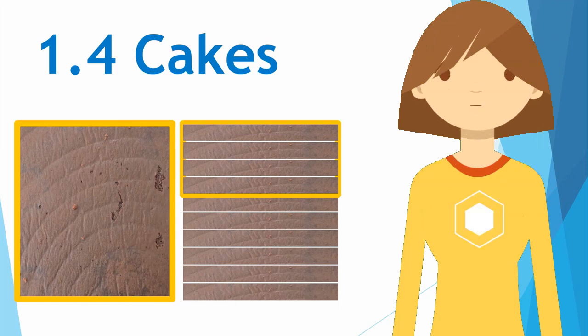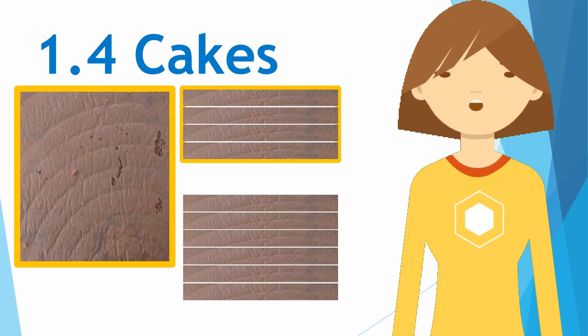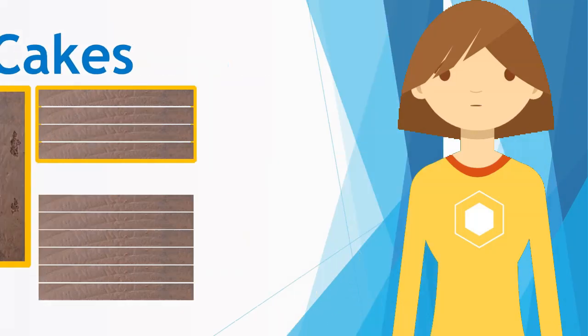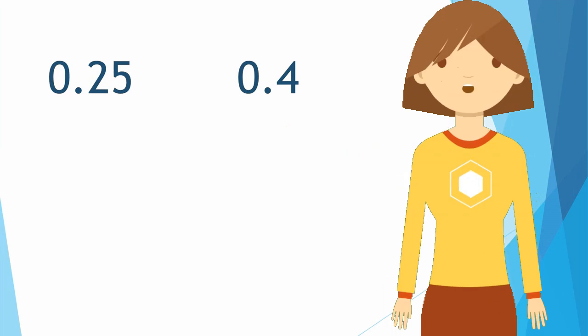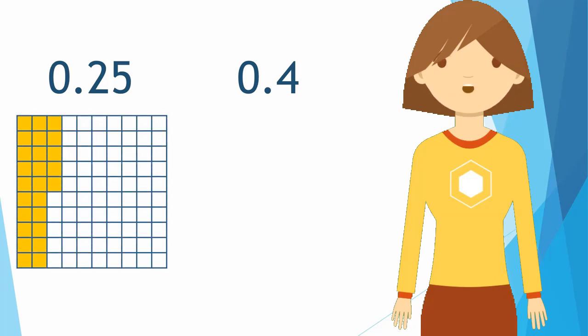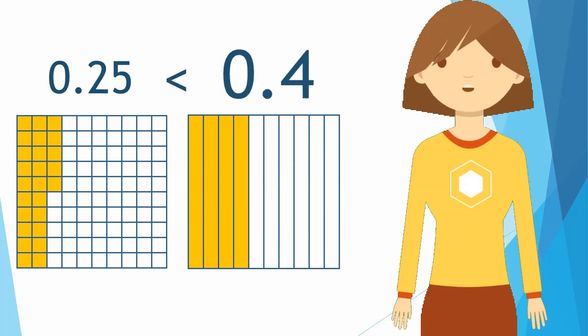Similarly, 1.4 cakes can be shown like this, where 1 means whole cake, and 0.4 means 4 out of 10 equal parts of the second cake. 1.25 means 1 whole cake plus 25 out of 100 equal parts of the second cake. Can you tell which number is bigger? Yes, that's right. Color 25 out of 100 parts and 4 out of 10 parts to show 0.4 is bigger.